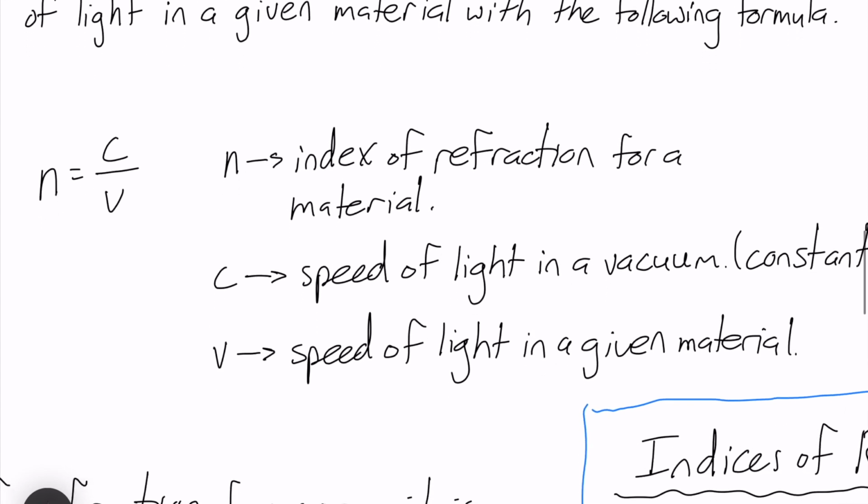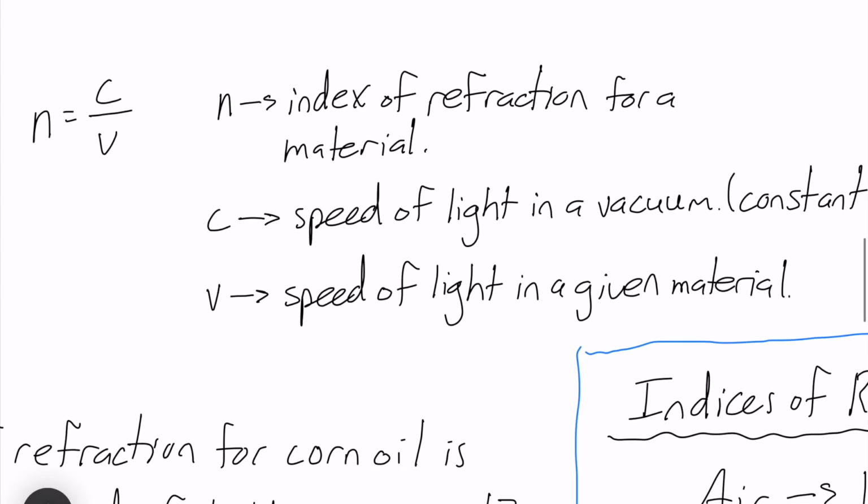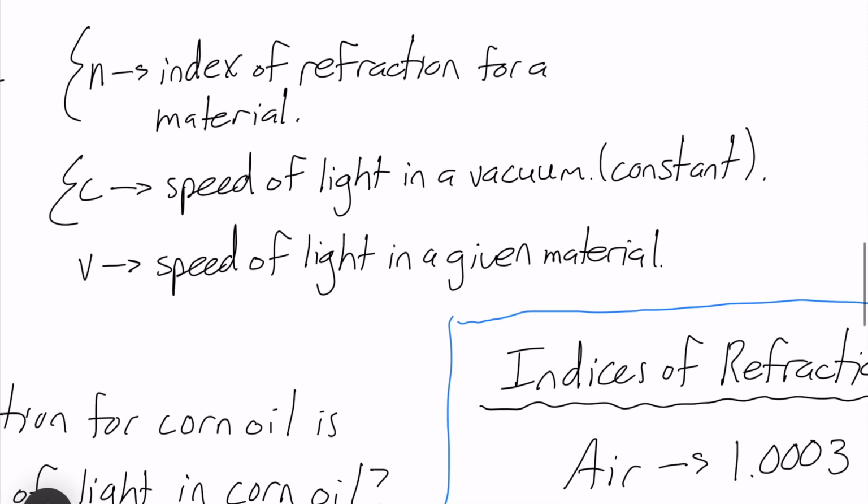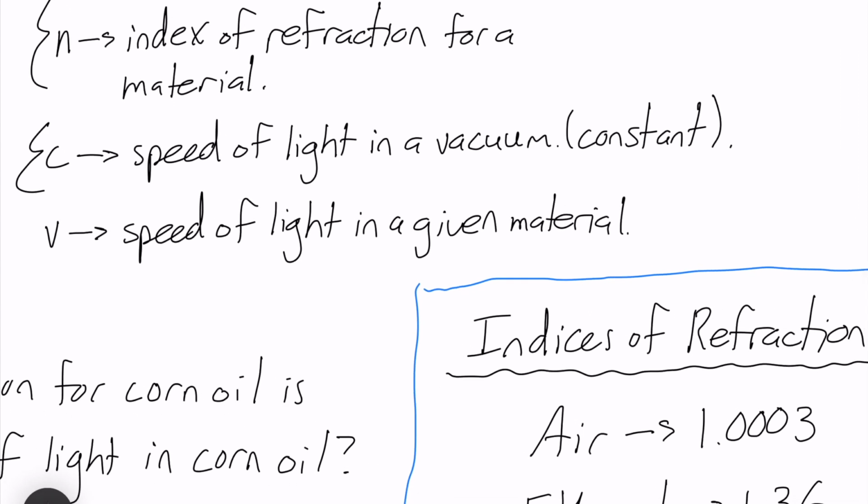So in this formula, n equals c over v, the n will refer to the index of refraction for a material. That's just the ratio between the speed of light in a given substance and the speed of light in a vacuum. c is going to be the speed of light in a vacuum, and remember, it's going to be that constant, 3.00 times 10 to the 8 meters per second. And finally, v is the speed of light in a given material.